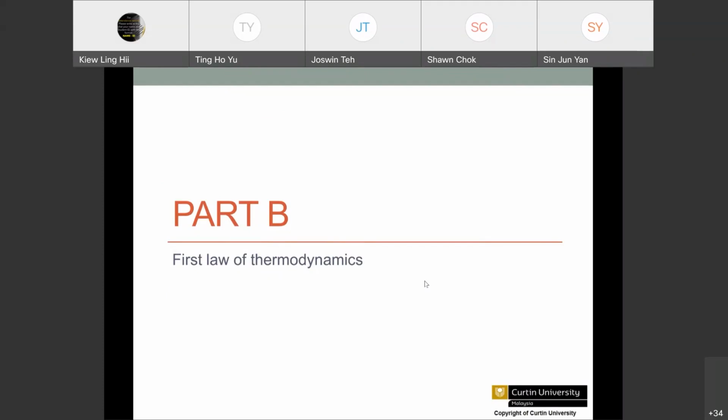So let's move on to the second part. The second part is about thermodynamics. Just now we only looked at the ideal gas law, so it was about the gas itself and the particles inside it. Now when it comes to thermodynamics, it's the whole thing. Now we look at the big picture.